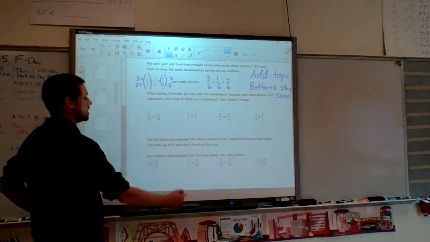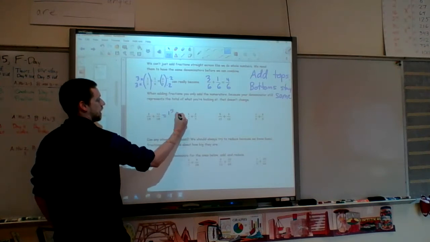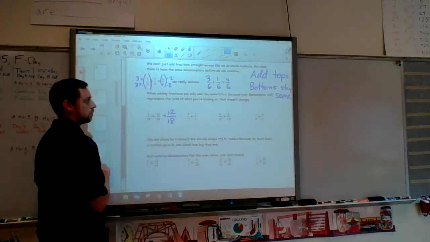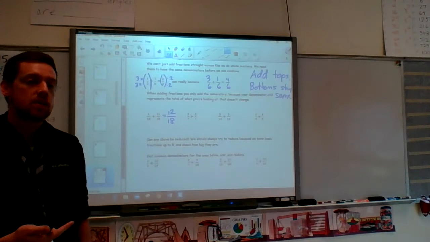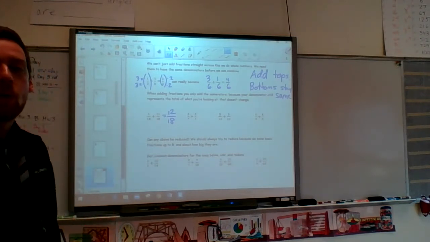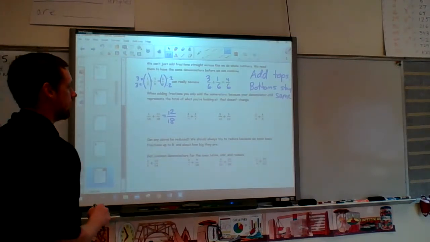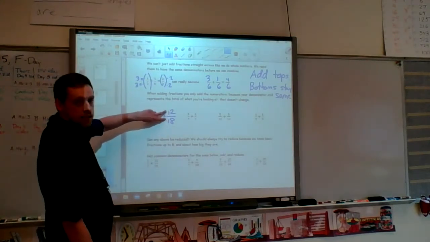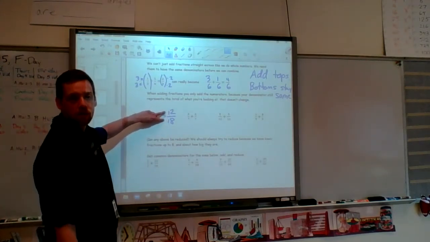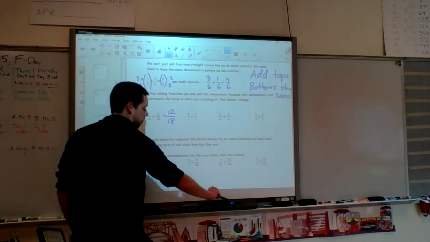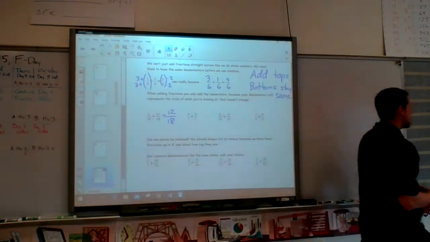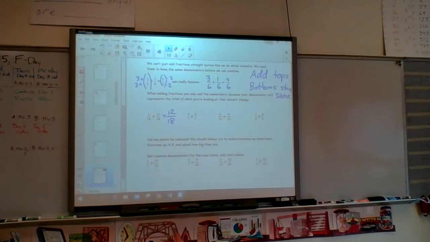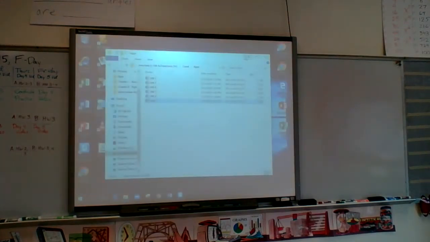1/18 plus 11/18 is 12/18. Okay? When we do these though, we'll probably want to reduce them if we can. So 12/18, if you put it in your calculator, alpha y equals, it'll reduce it for you. Let me pull up my calculator. Calculator, here we go.